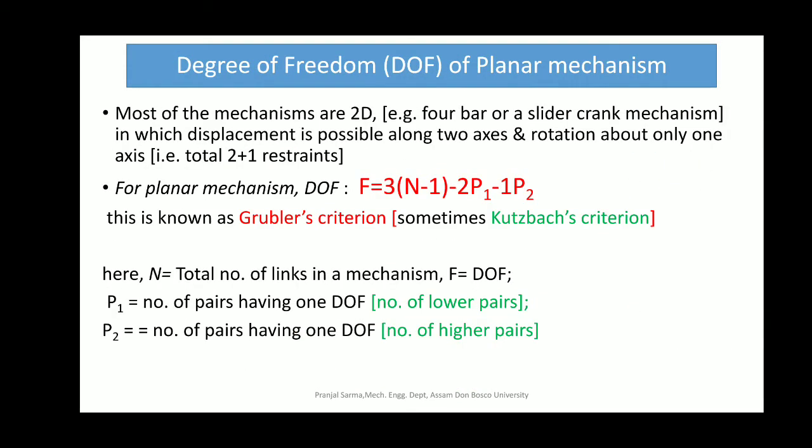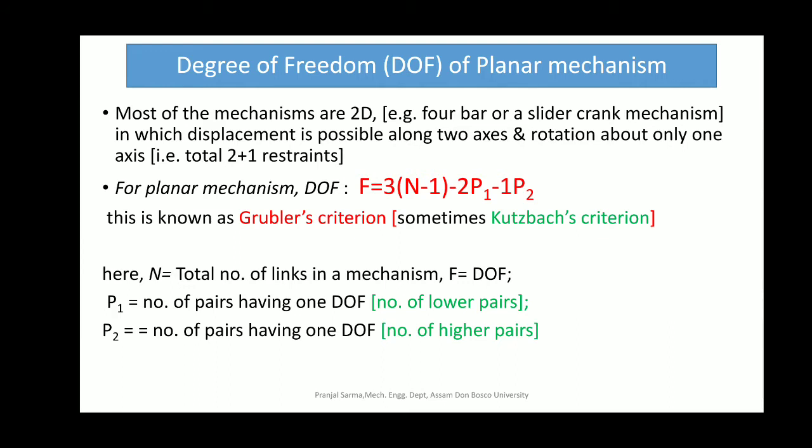So now in this particular case, we are talking about planar mechanism. Most of the mechanisms, as we have already discussed, are 2D, like four-bar or slider kind of mechanisms. In this case, displacement is possible along 2 axes, 2D we are talking about, and rotation only about 1 axis. That means on whichever plane it is placed, it can rotate about the axis perpendicular to that plane.